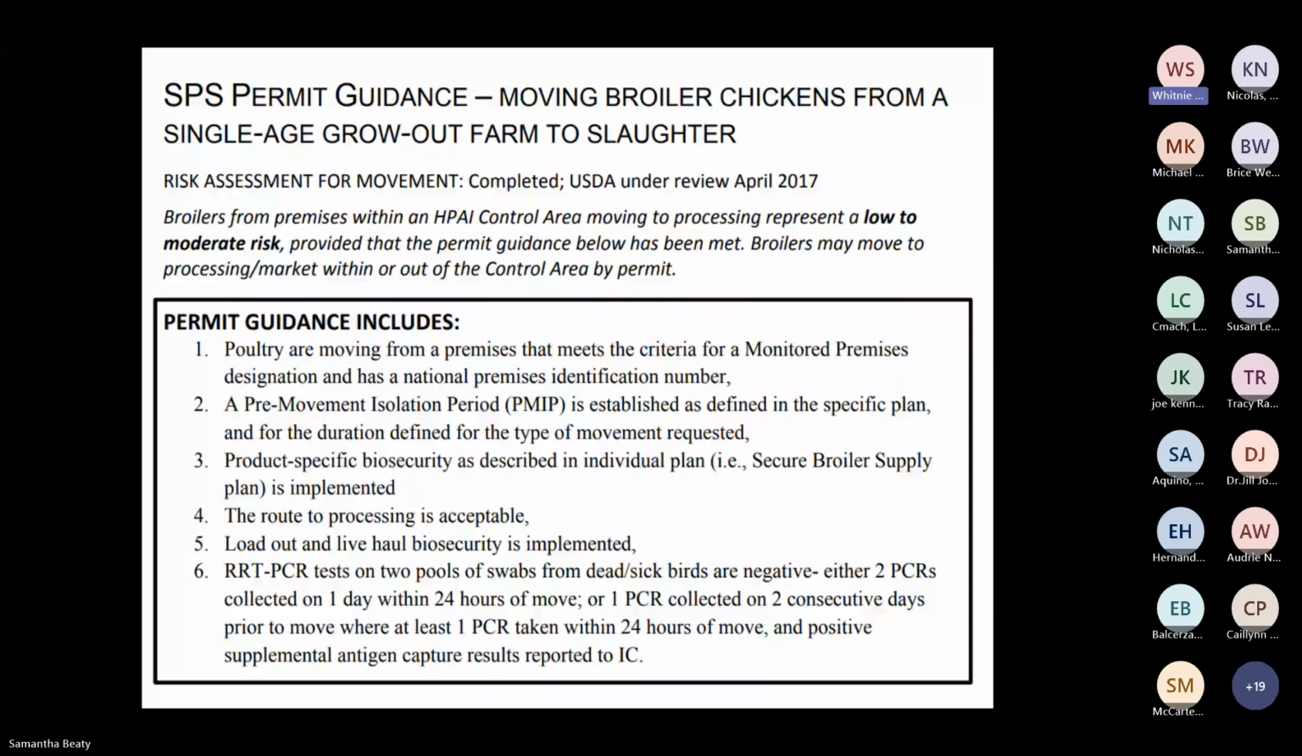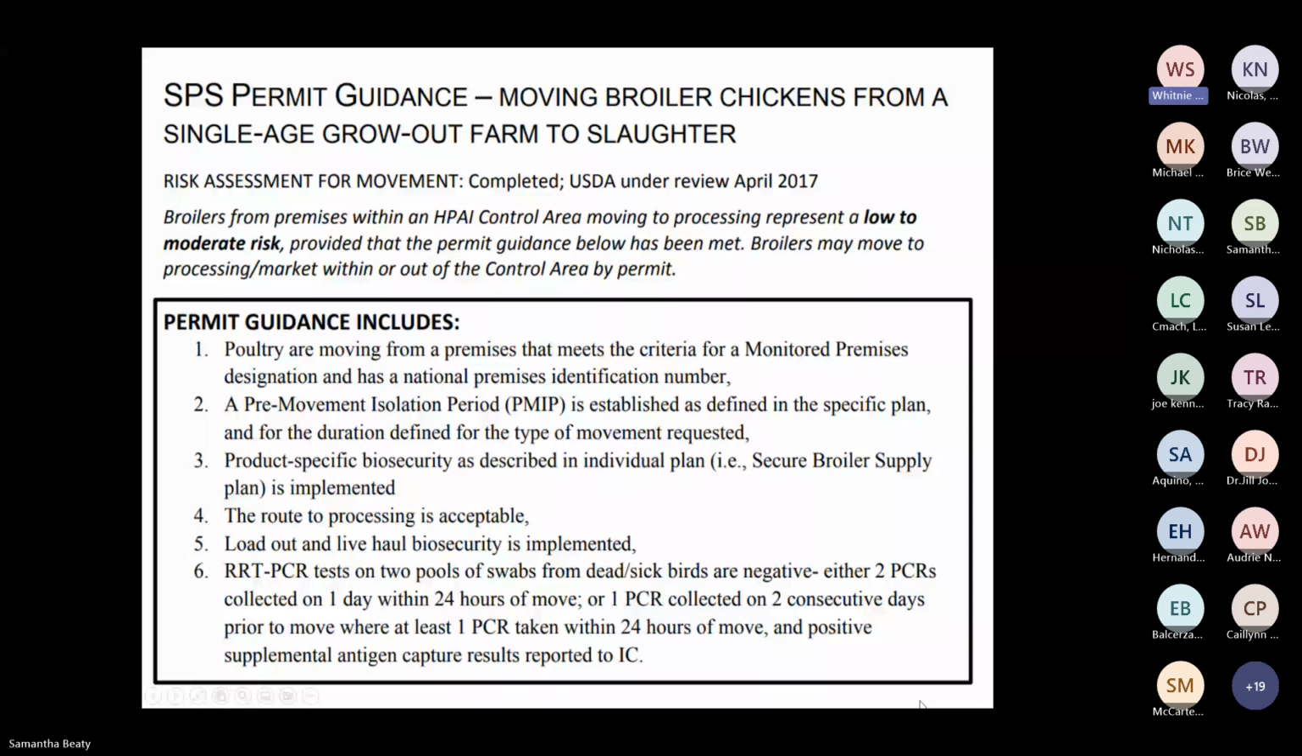And so here's an example pulled straight from that website. This is an example of if someone was wanting to move broilers to a slaughter facility. You can see here below, it has all the different permit guidance. These are the things that we would have to make sure are being done before approving that permit. Again, making sure that your premises is what's considered a monitored premises, essentially saying that you're not infected and you're not contact, or you're not an at-risk premises.